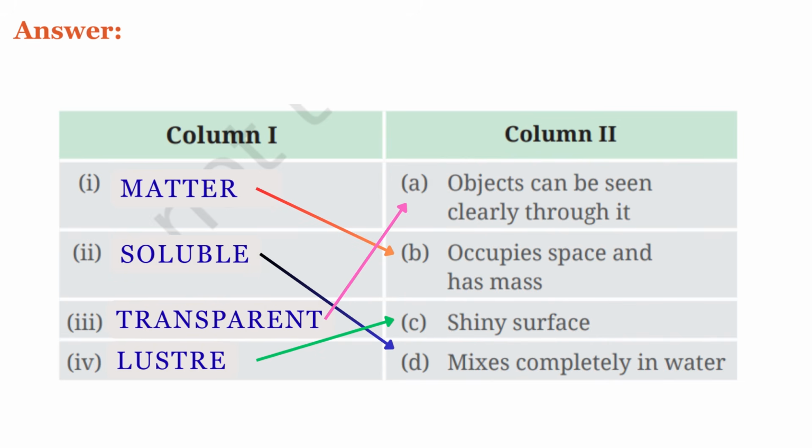Now let's match these words with their properties. Students, we know that matter is anything that occupies space and has mass. A substance is called soluble if it can mix completely in water. And when an object is transparent, you can see clearly through it. And if a material has luster, it means it has a shiny surface.